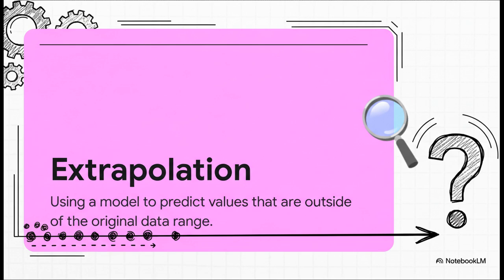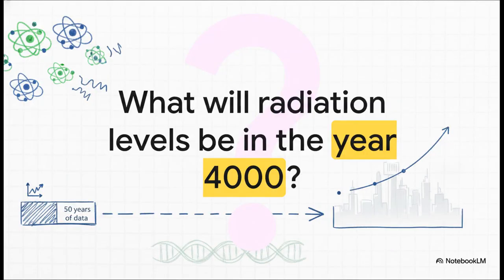Let's make this super real with a pretty high-stakes example. Imagine we have data on radioactive decay from, say, the last 50 years. How could we possibly use that to know what the radiation levels might be in the year 4000? Well, extrapolation gives us a way to find out.